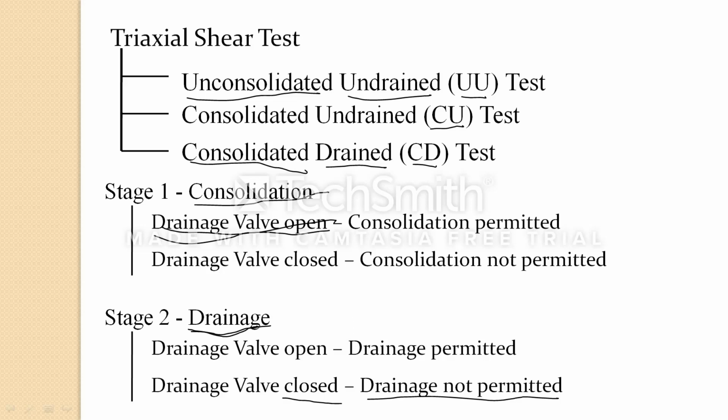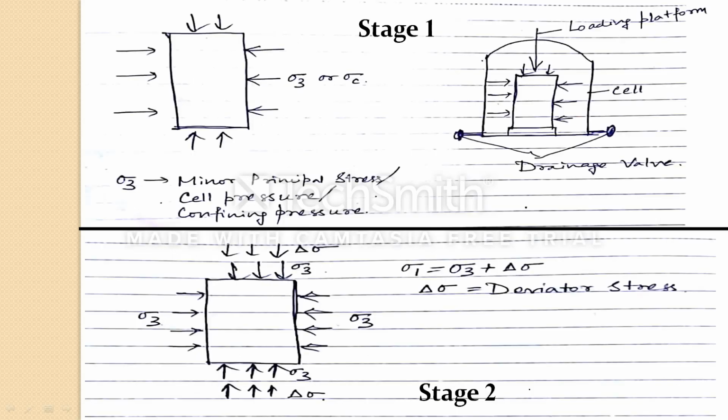Now, if we can see this figure, for stage 1, if this is the soil sample, we are going to provide some cell pressure or confining pressure at each of the surfaces. It is going to be embedded in this cell. That means this is a cell within which this particular sample is going to be placed within a rubber membrane.